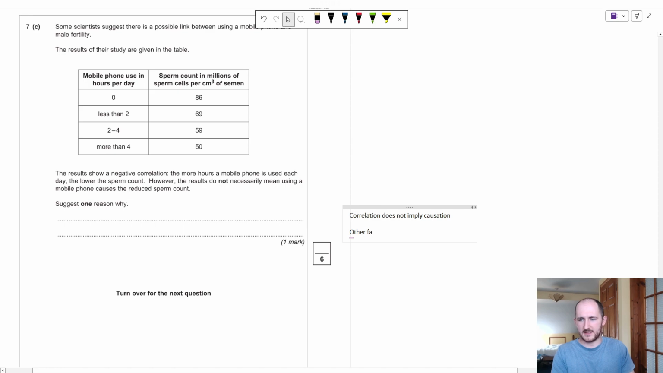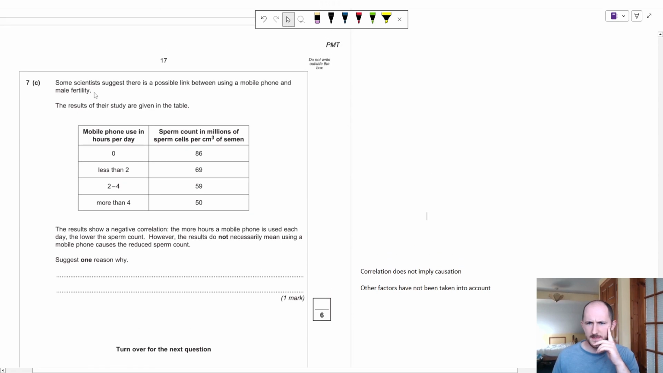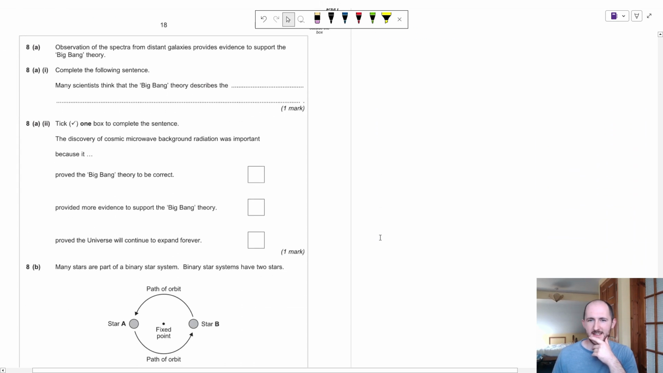Other factors have not been taken into account. Things like age, for argument's sake, could be taken into account. These people could be drinking, they could be smoking, or all sorts of other stuff that can affect their sperm count. How many people were there? Oh, okay, never mind. It's a great study.